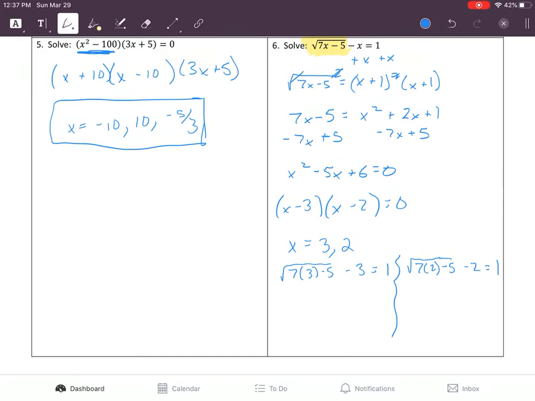So 7 times 3 is 21, minus 5 is 16. The square root of 16 is 4. And 4 minus 3 equals 1. That checks out. The next one, 7 times 2 is 14. Minus 5 is 9. The square root of 9 is 3. Minus 2 equals 1. That also checks out. So these both work.